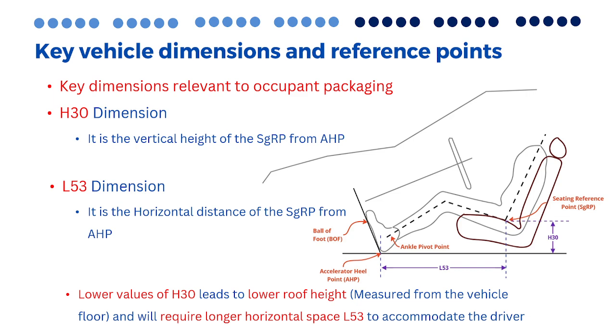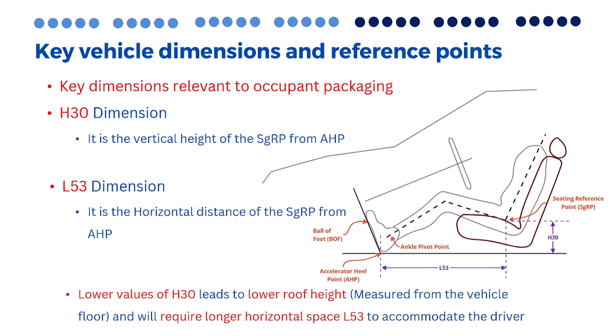Starting with the H30 dimension, which is the seat height. The H30 dimension measures a vertical height from the accelerator heel point to the seating reference point, SgRP. This measurement is crucial in setting the driver's hip height within the cabin.